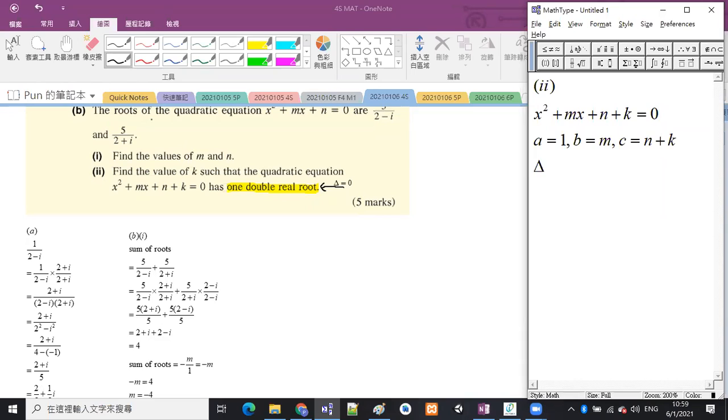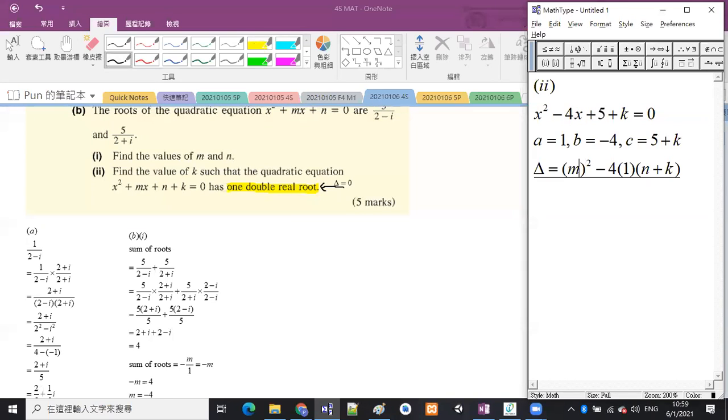So our delta should be equal to b squared minus 4 times a times c. Sorry, we have already found the values of m and n, so I should not write m and n anymore. What is m? m is negative 4, and n is 5. So it should be negative 4, and 5 plus k.